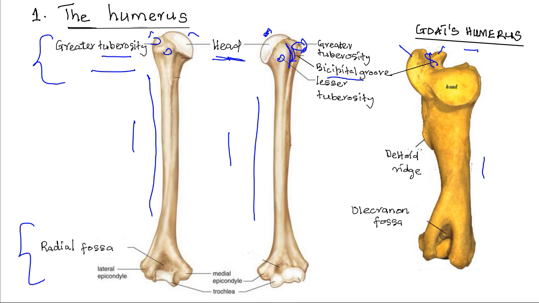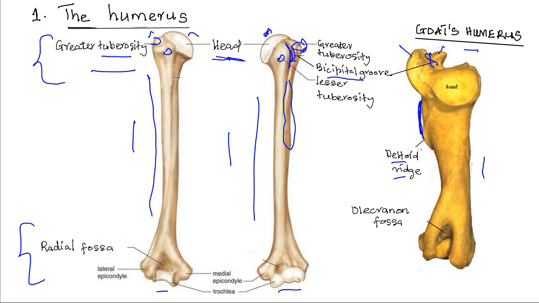Then another feature at the proximal end is the deltoid ridge. This one is more conspicuous in the goat's humerus, but even in the human, this is the deltoid ridge, and it provides surface for attachment of the triceps muscles. So these are the distinctive features that describe the proximal end of the humerus. Now at the distal end, these are the distinctive features.